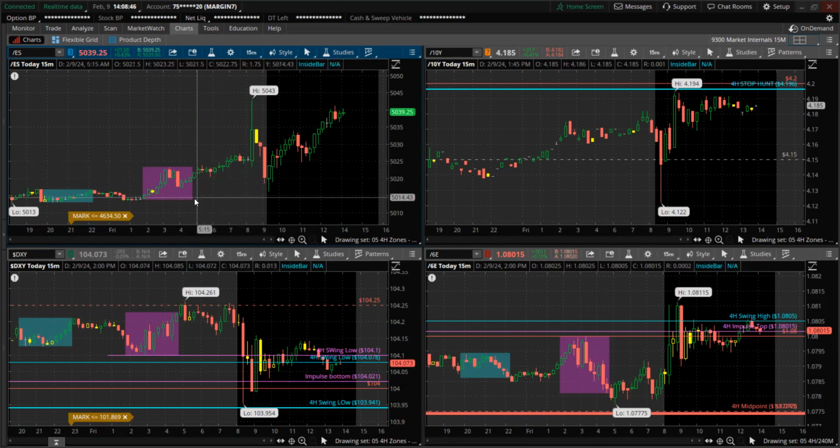ES looks strong. Consider trading that, more bullish bias. So that was one of the big reasons why I selected the S&P 500 futures.